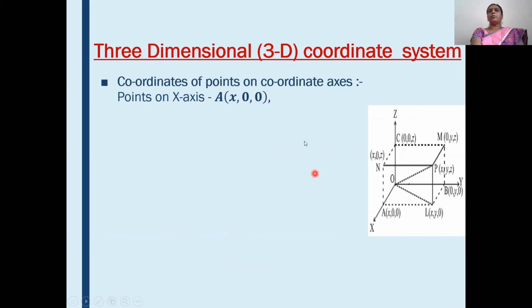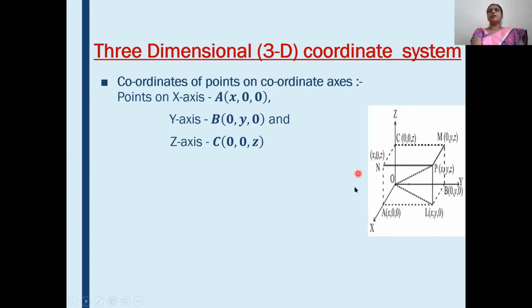Now, coordinates of a point on a coordinate axis: if a point lies on the x-axis, suppose this point A lies on the x-axis, then its y and z coordinates will be 0. If a point lies on the y-axis, consider this point B, then its x and z coordinates will be 0. And if point C lies on the z-axis, then its x and y coordinates will be 0.